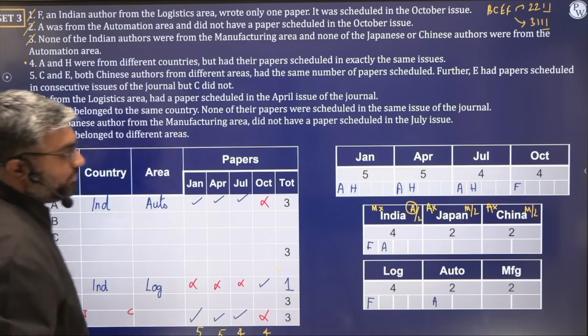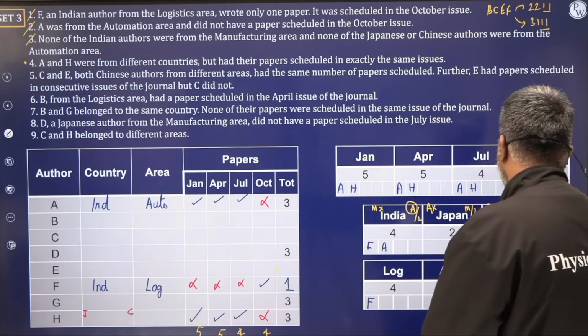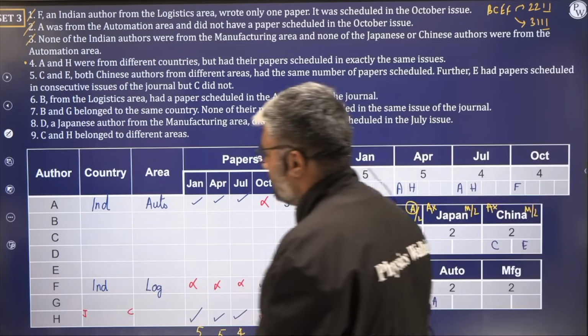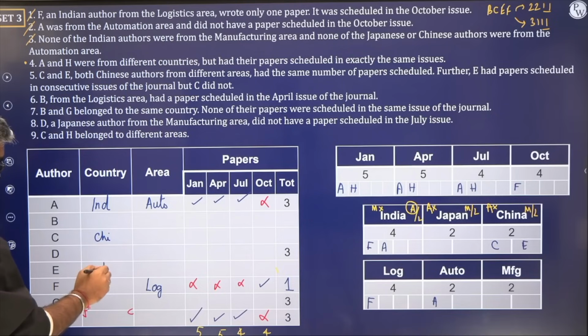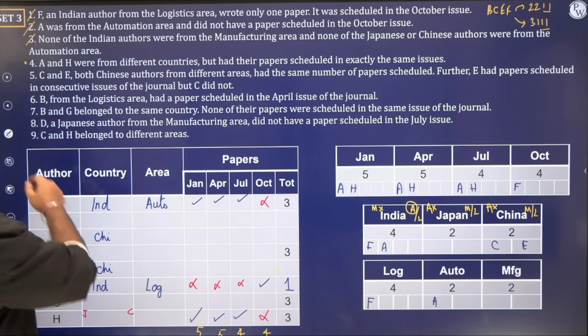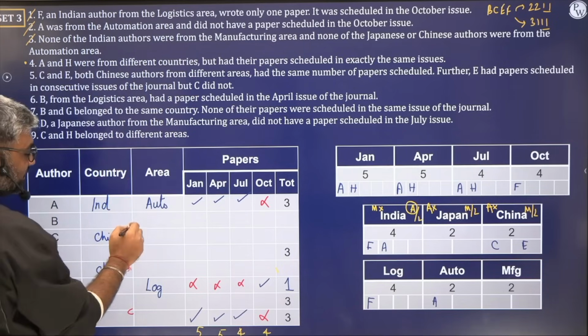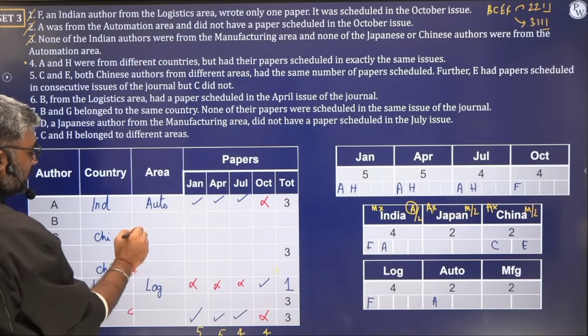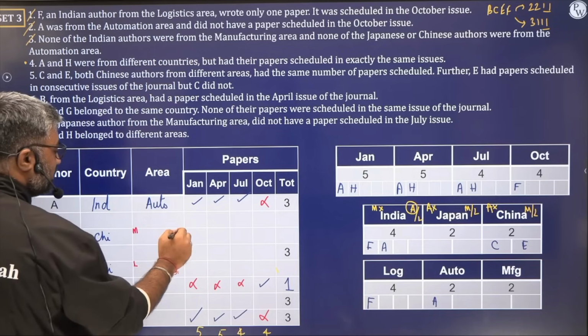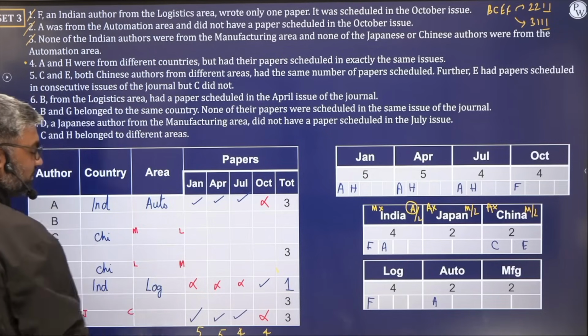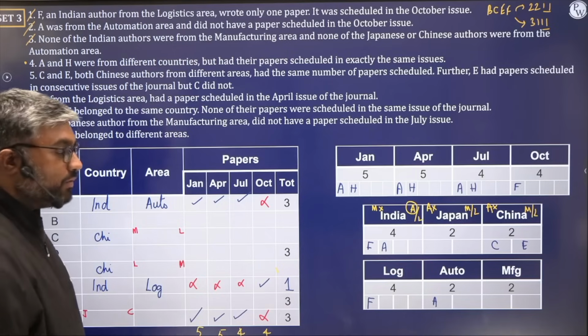C and E are both Chinese. China here and China here. Okay. They are from different areas. So when they are from different areas with Chinese authors, we have only manufacturing or logistics. We get cases, right? If C is from manufacturing, then E will be from logistics. Or if C is from logistics, then E has to be from manufacturing. Yeah, that's the overall idea there.